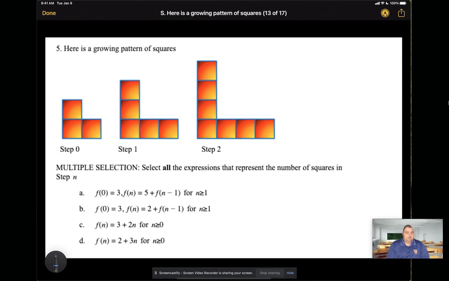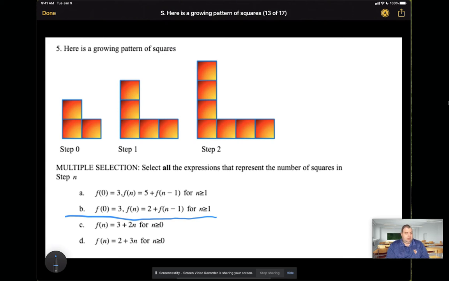Number 5, here is a growing pattern of squares. Select all expressions that represent the number of squares in step n. So it looks like A and B are a recursive form and C and D are a closed form. So there's probably going to be two answers here, one of them being the recursive, one of them being the closed. So let's take a look at the sequence that we have.